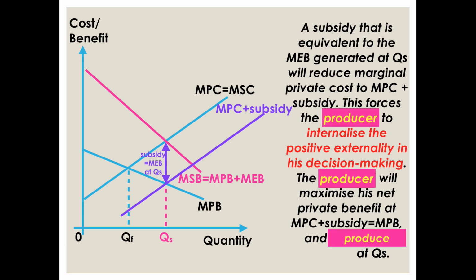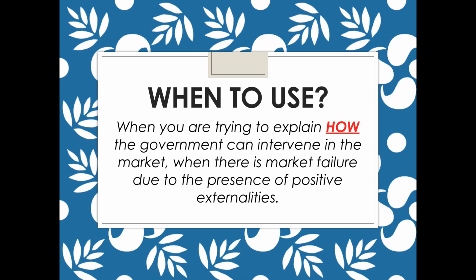So when do we use this diagram? We use this diagram when we are trying to explain how the government can intervene in the market when there is market failure due to the presence of positive externalities. Now, you need to remember that subsidies are just one method the government can use to intervene in a market. There are other methods such as direct provision or joint provision that the government can choose to use depending on the circumstance. In the next video, we will look at how we illustrate the effects of direct provision.